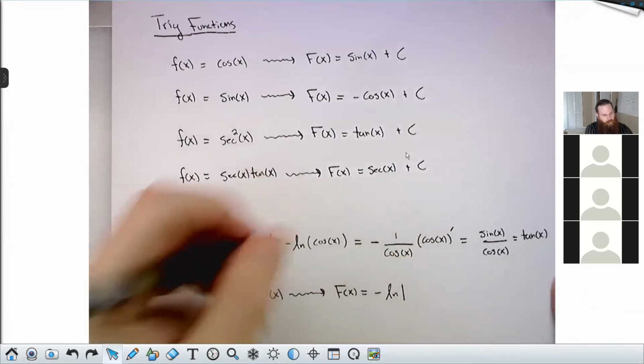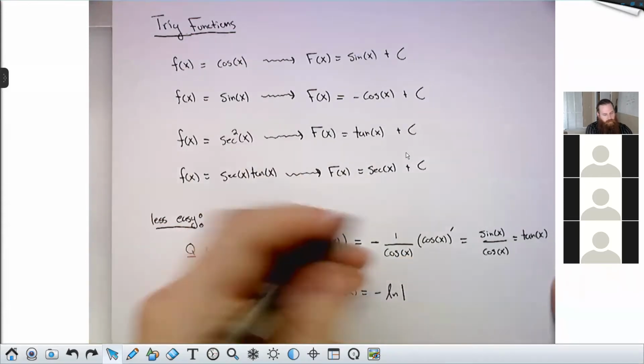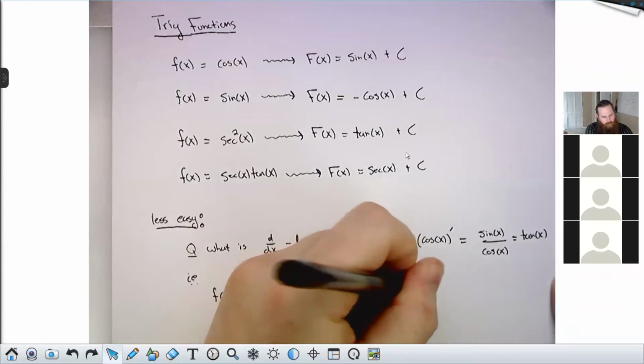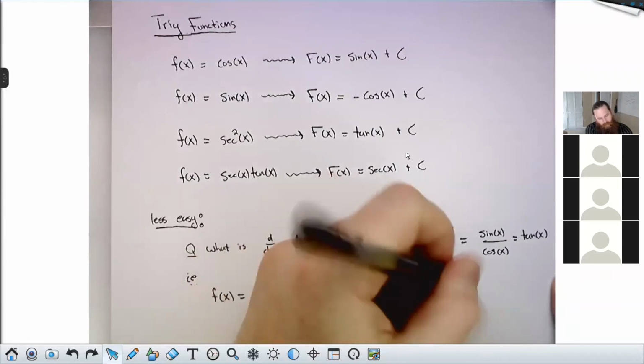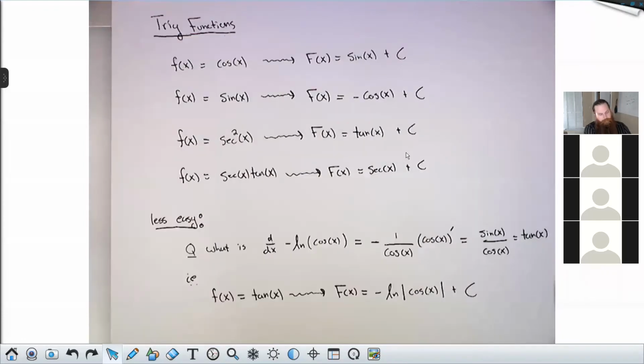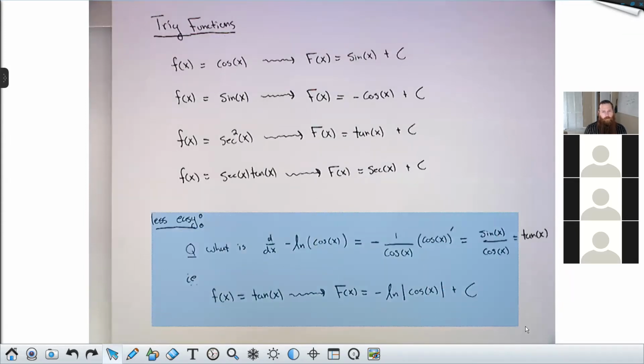And really, we should use absolute values because cosine is not always positive. I will show you a way of getting this after we learn about section 5.5. It's quite a ways away. The antiderivative of secant is similarly challenging, and it's going to have to wait also. So don't stress about this for now.